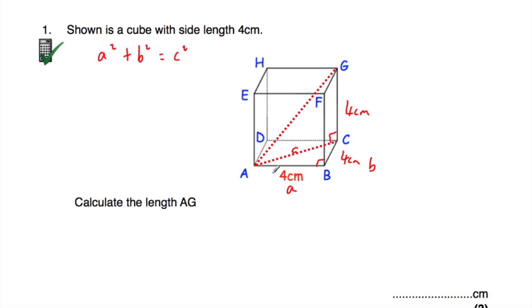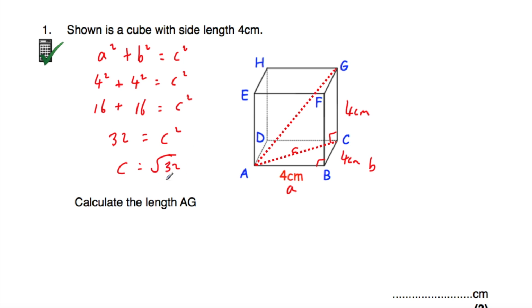Let's substitute in those values. a squared is 4 squared, plus b squared, another 4 squared, is equal to c squared, which is AC squared. 4 squared is 16, plus another 16, equals c squared. 16 plus 16 is 32, so 32 is equal to c squared. To find the length of AC, we square root 32. So c is equal to the square root of 32, which means AC is equal to root 32.